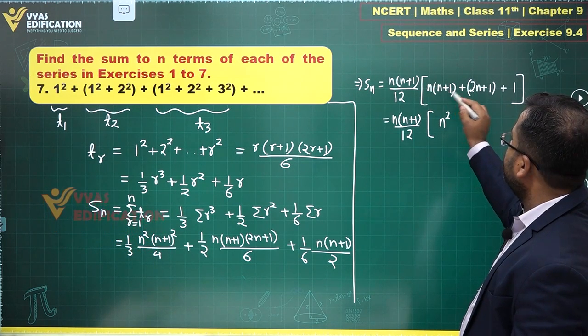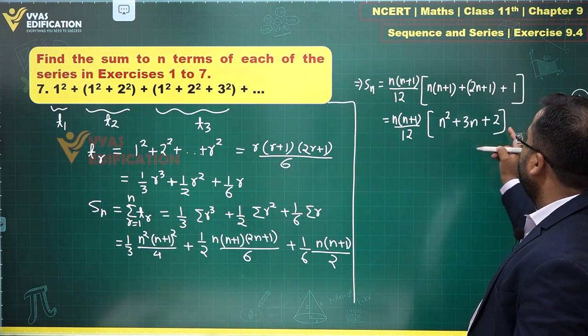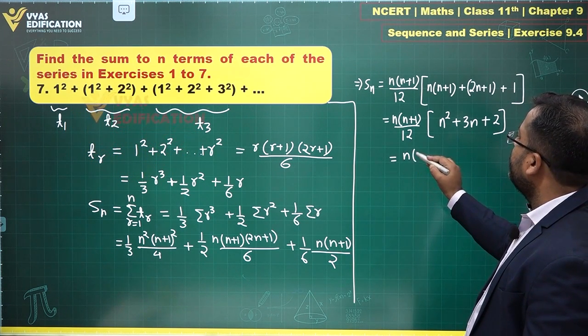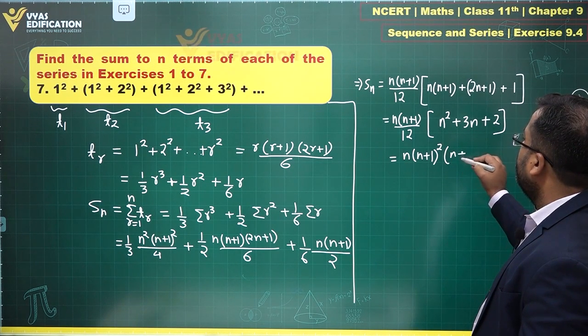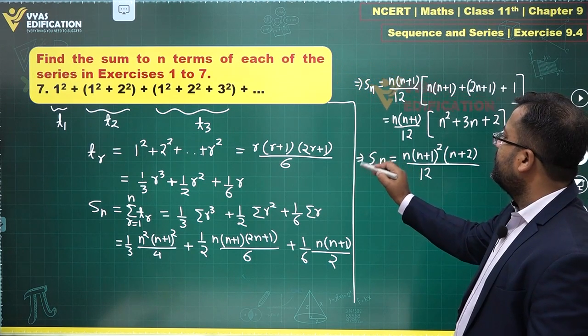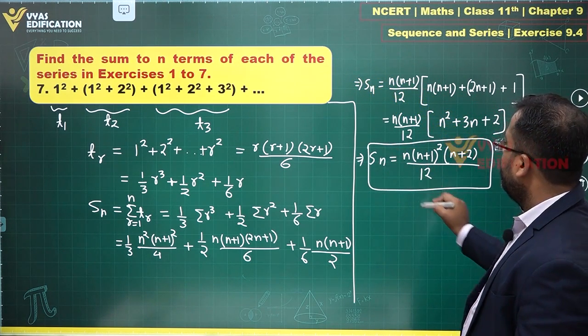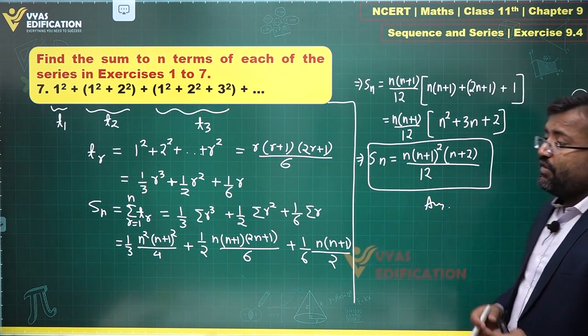n square plus n plus 2n is plus 3n, plus 1 is plus 2. This can further be factorized, yes. This is n plus 1, n plus 2 upon 12. This is Sn for us. That's the complete solution for this 7th question, as you can see over here.